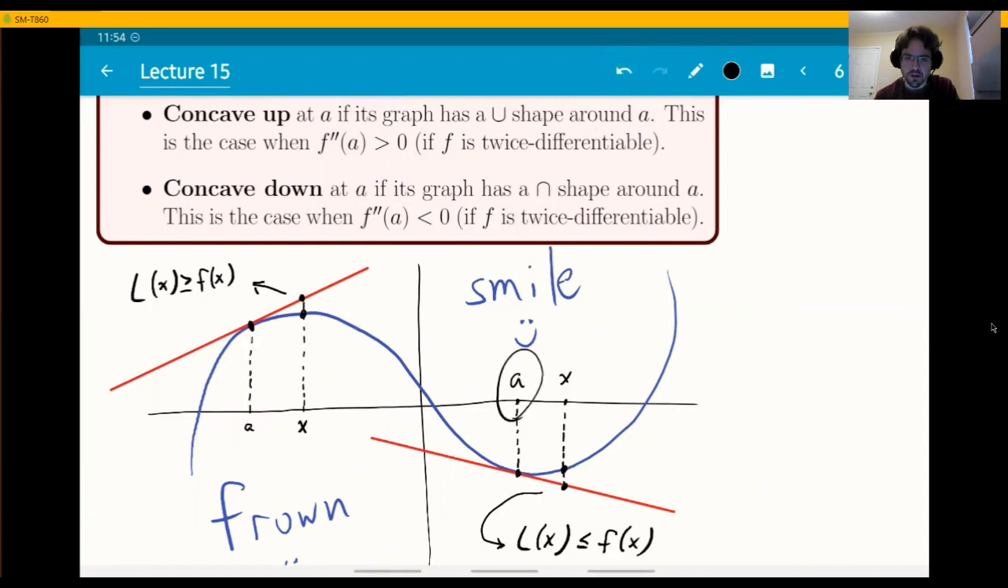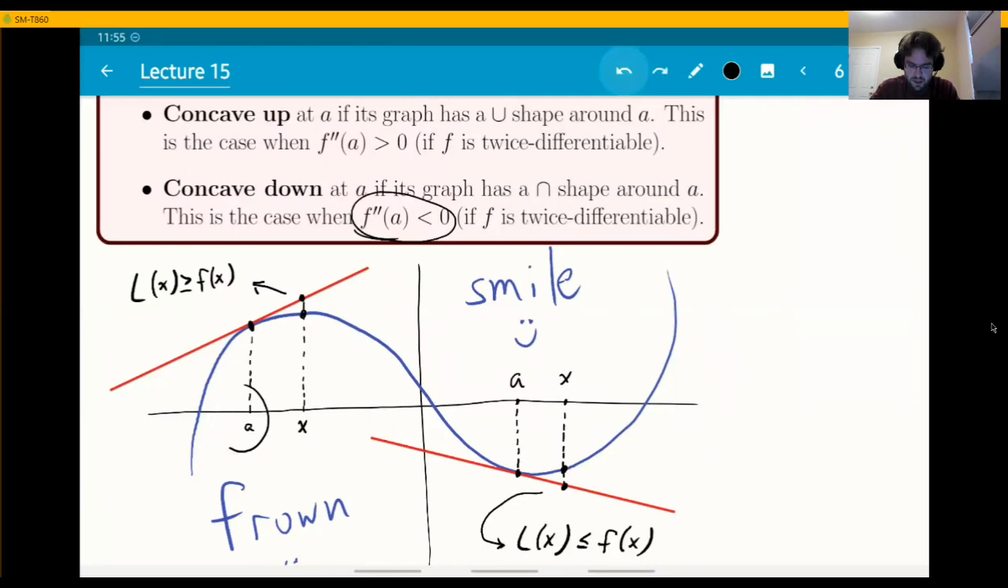Whereas at a point A right here on the right side of the graph, the function would be concave up there because the graph has the shape of a smile. By the way, we're going to discuss this further in a future lecture, but there is a connection to the second derivative. If the second derivative exists, so if the function is twice differentiable, when f double prime of A is positive, that means a smile, so concave up. Whereas if the second derivative is negative, that means a frown or concave down.